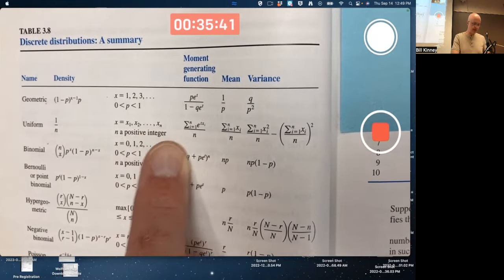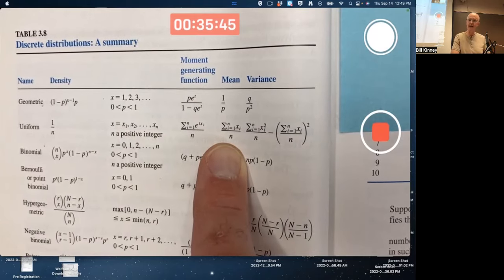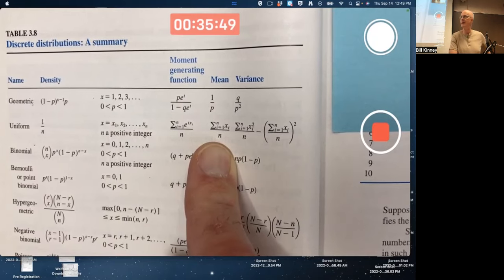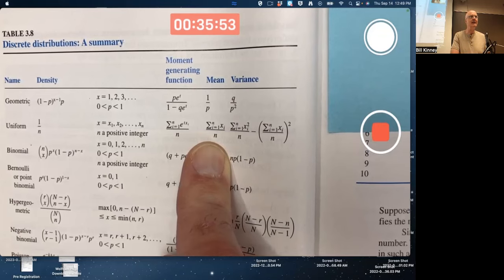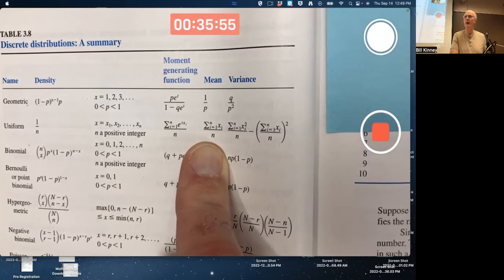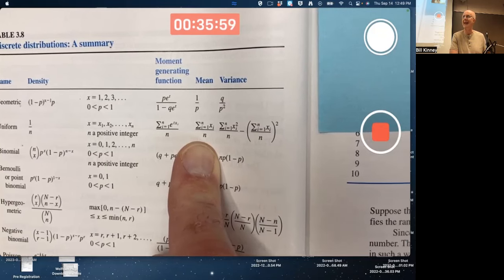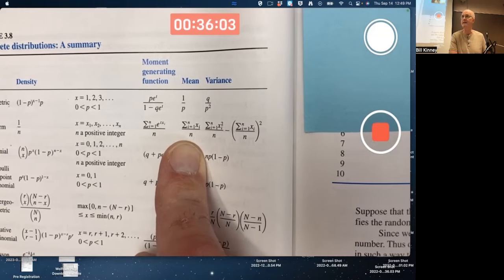Skip this moment generating function thing. The mean is the sum of the xi's divided by n. It's an arithmetic average, like you may have learned about when you learned about stats in your past. The mean for a uniform random variable, discrete random variable, is the same as the arithmetic average, sometimes labeled X bar in statistics.